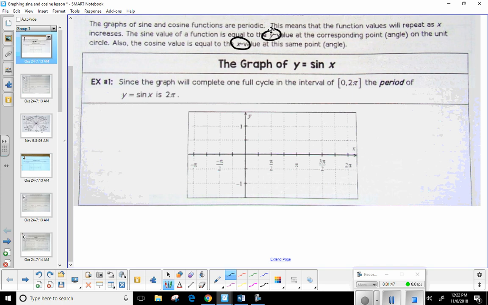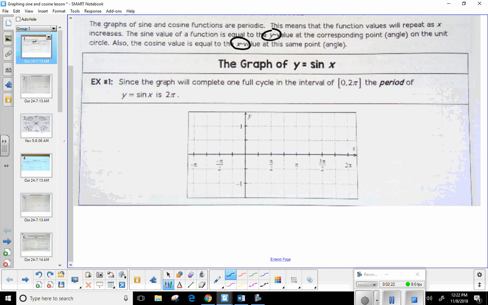Okay, so since the graph will complete one full cycle on the interval of 0 to 2 pi, the period of sine of x is 2 pi. What this means is if you look at a specific region that's 2 pi units long, you're going to see the same curve repeating over and over again. Each one of these periods, we're going to break up into what we'll refer to as critical points. So I'm going to walk you through what sine looks like, and then I'm going to show you how we get that graph.